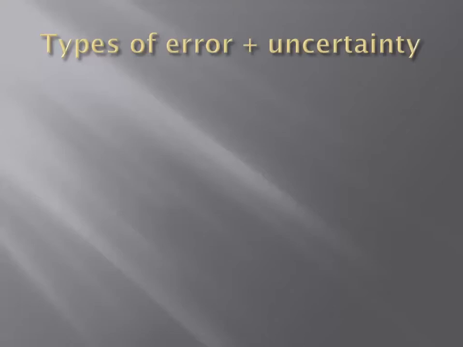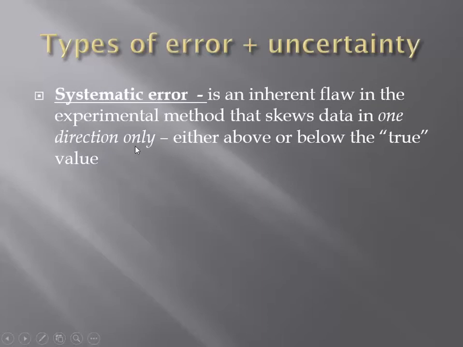That's basically random uncertainty. It's the uncertainty that comes from using any measuring device, an unavoidable aspect of using any measuring device, and influences data in both directions. Now, we're going to talk about another type of error that's not always present in every single experiment. It often is, but systematic error is an inherent flaw in experimental method that skews data in one direction only.